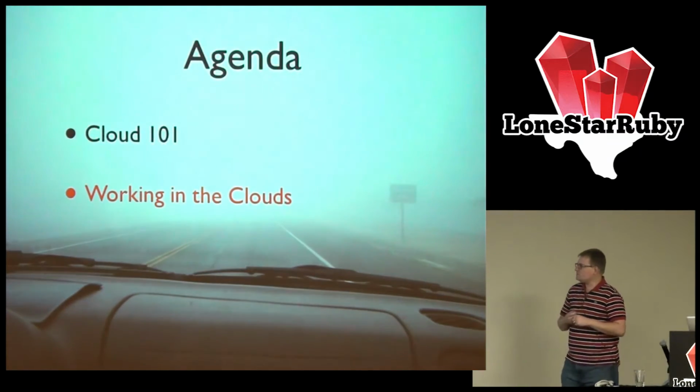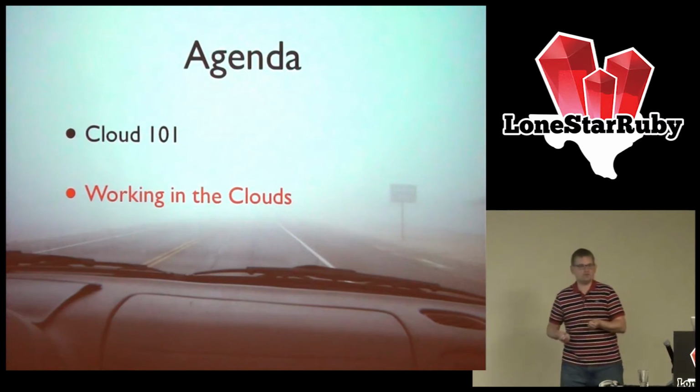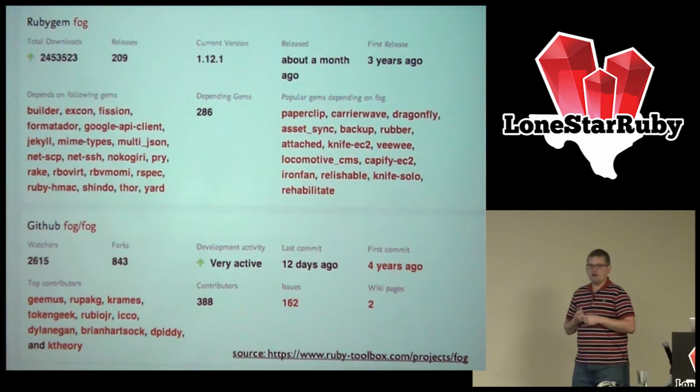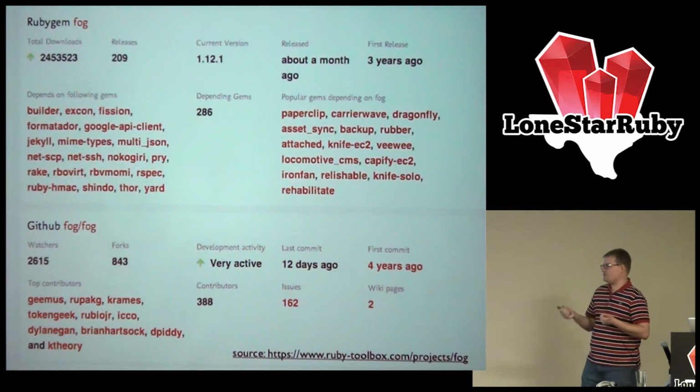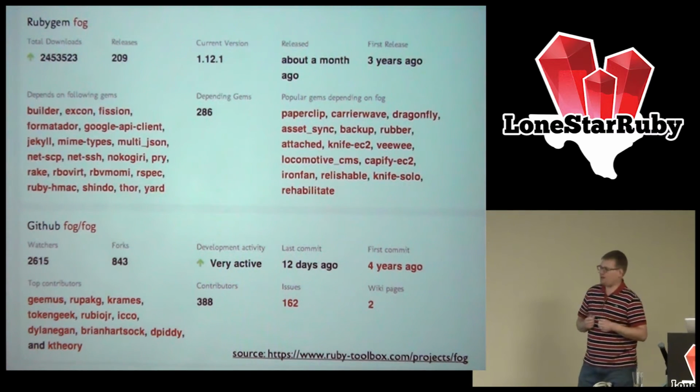So that was basically kind of a brief Cloud 101, and now let's actually jump in and start manipulating the clouds using Ruby. And for that, we're going to actually be using the Fog gem. Fog is the #1 cloud SDK according to rubytoolbox.com. It's got over 2 million downloads. It has over 300 contributors. Actually, I think it's closer to 400 now. And it's a very active project. It has anywhere from 30 to 60 commits per week.